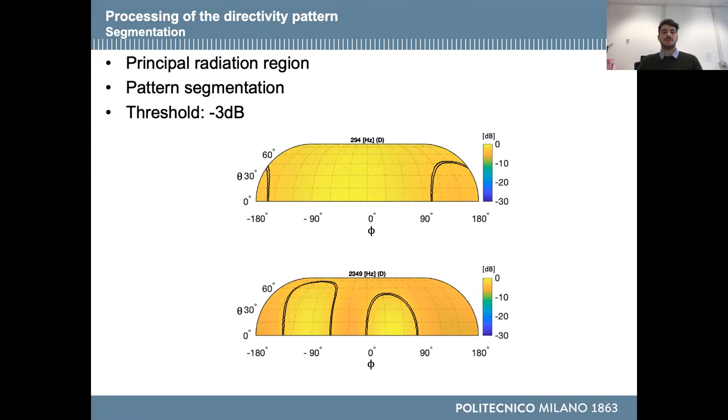So we know that the directivity pattern presents some preferred directions of emission. So in order to identify those high energy emission regions, we define the principal radiation region by performing a segmentation of the directivity pattern using a threshold of minus 3 dB. So this allows us to identify the principal, so the highest acoustic energy emission regions. And you can see from this plot, for instance, that we can have different shapes and positions and also numbers of principal radiation regions in the directivity patterns.